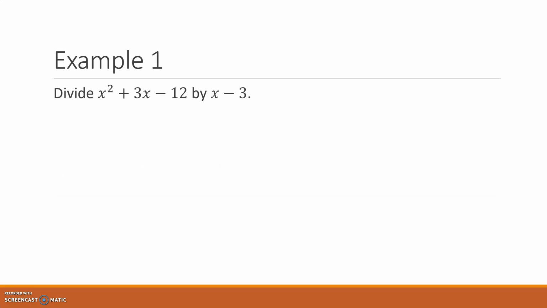So if I give you something like this, what we're going to do is take the larger polynomial and put it on the inside of the long division symbol. And then I'm actually going to rewrite that a little bit bigger just to give myself more space. And then we are going to take the divisor and I'm going to put it outside of that.